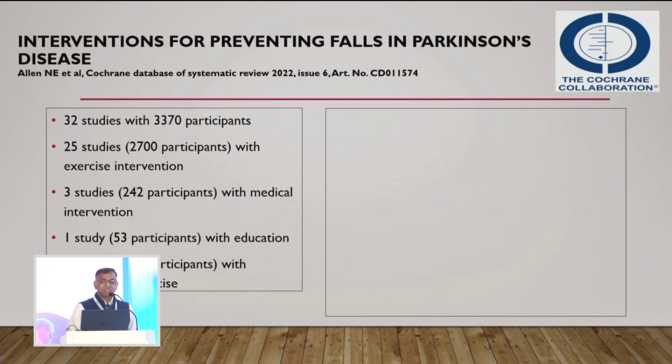Right, so in fact, if you see a lot of publications from this Allen group, they had published earlier also, Intervention for Preventing Falls in Parkinson's Disease, and this particular review is 2 or 3 years old. They did a systematic review and included a good number of patients, more than 3,000 patients, 32 studies. Out of that, 25 studies focused only on exercise intervention in preventing falls. 3 studies focused on pharmacological intervention for prevention of falls, 1 study on education, and 3 studies on education plus exercise.